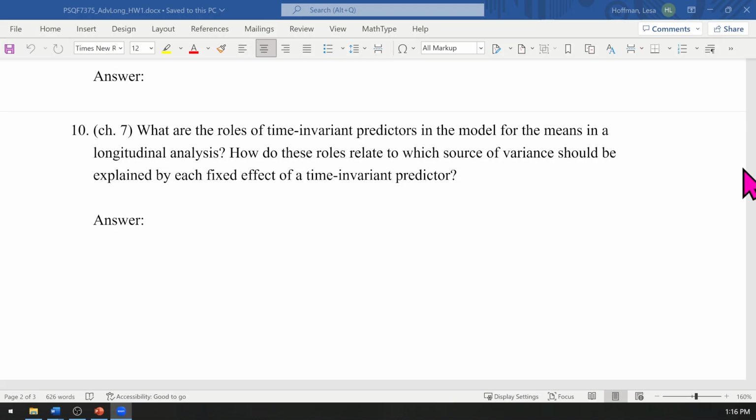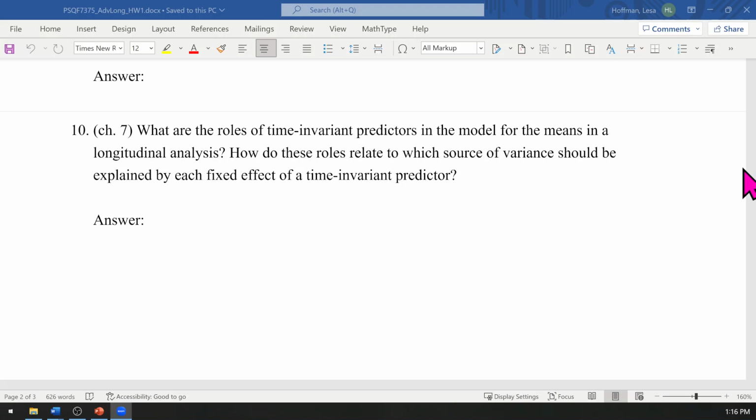So if I have a random effect of time in my model, education by time should reduce that random time slope variance specifically. If I have a random effect of time squared, if I have a random quadratic, then education by time squared should reduce that quadratic slope variance. So it's a specific one-to-one match.